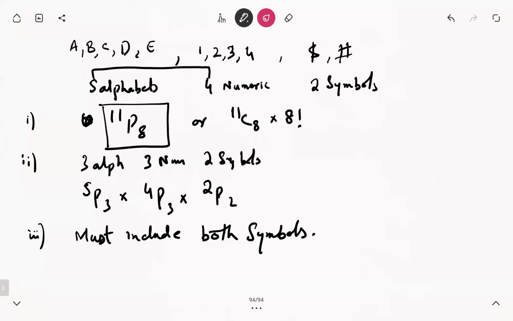Yes, Sameer. Sir, I didn't understand where you got the number 6 from. Could you please explain that? Okay. So basically there were 5 alphabets, 4 numerics and 2 symbols. We know that we have to make a password of 8 digits. Now it is given that the password must include both symbols.